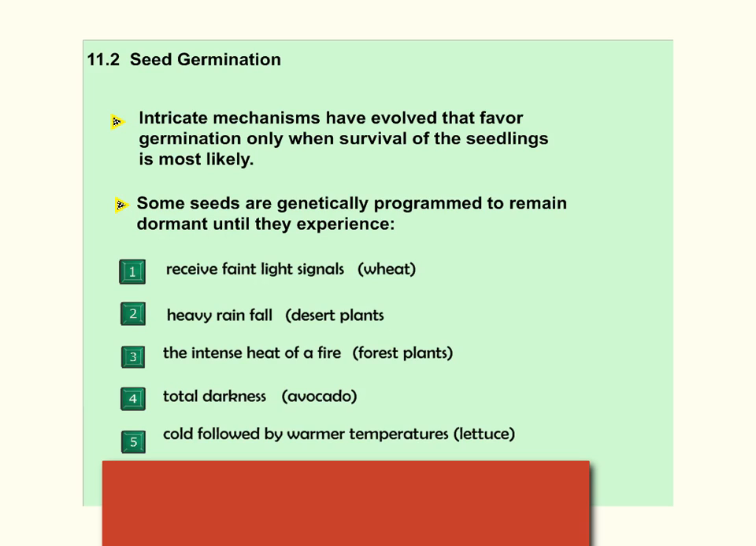Finally, the last thing I wanted to bring up is lettuce. Cold followed by warmer temperatures. Lettuce is always something that'll grow well in our climate. Lettuce and broccoli, those are two that in the colder climates, once we start getting warmer temperatures, the seedlings will move out of their dormant state and begin germination.